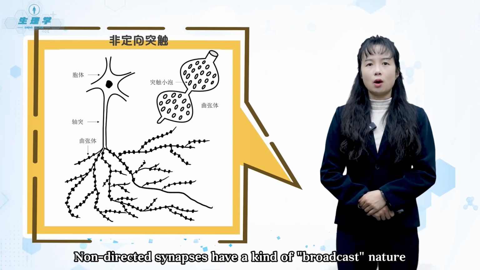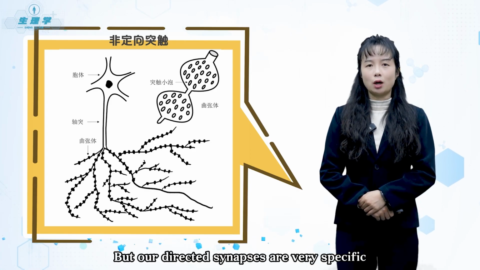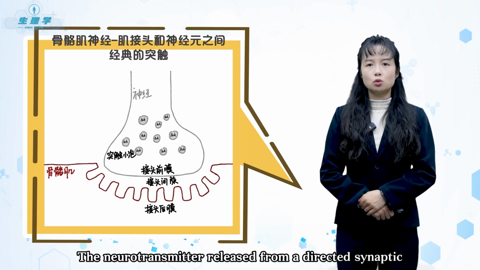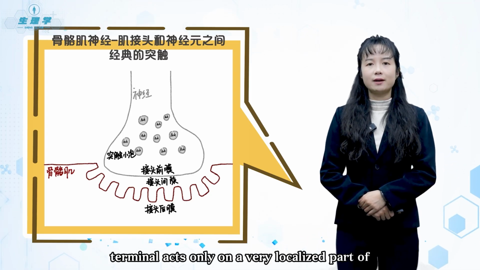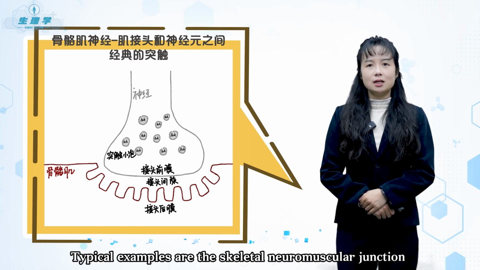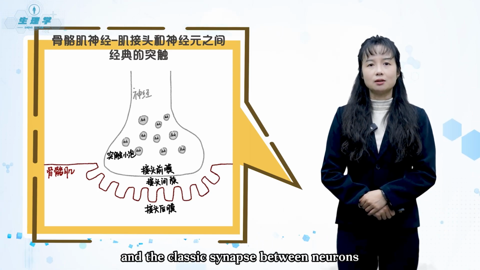Non-directed synapses have a kind of broadcast nature, but our directed synapses are very specific. The neurotransmitter released from a directed synaptic terminal acts only on a very localized part of the postsynaptic membrane structure. Typical examples are the skeletal neuromuscular junction and the classic synapse between neurons.